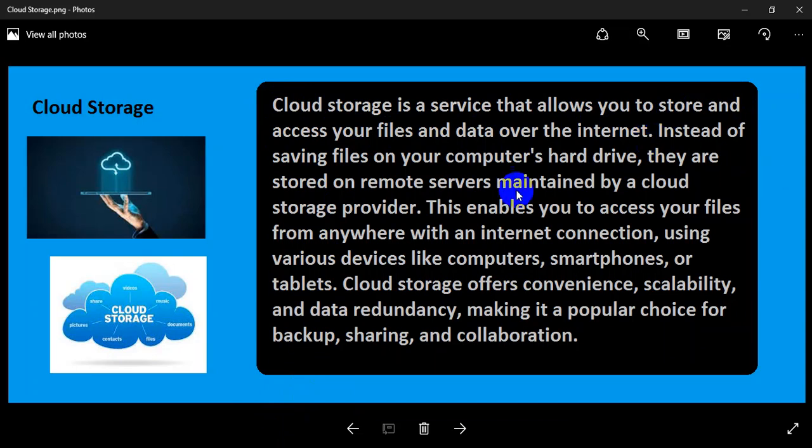Okay. Instead of saving files on your computer's hard drive or SSD, they are stored on remote servers maintained by a cloud storage provider like AWS, Azure, GCP, OCI, etc. This enables you to access your files from anywhere with an internet connection using various devices like computers, smartphones, or tablets. Cloud storage offers convenience, scalability, and data redundancy, making it a popular choice for backup, sharing, and collaboration.